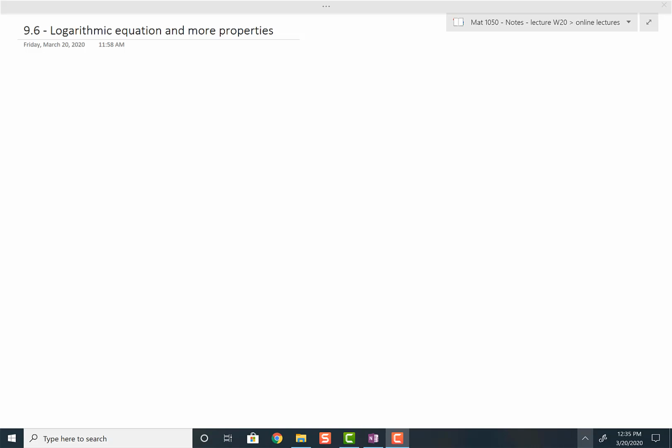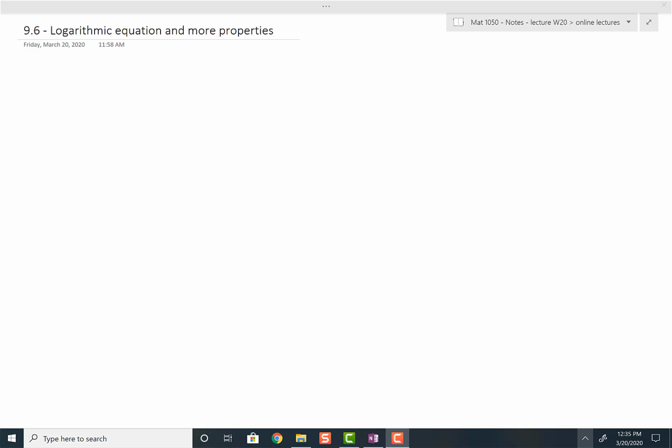Solving logarithmic equations. Okay, it's really not all that bad. It almost seems like we've already done it. So let's go ahead and nail our way through it. When solving, you really just need to recall how to convert from logs back to exponents and exponents back to logs.